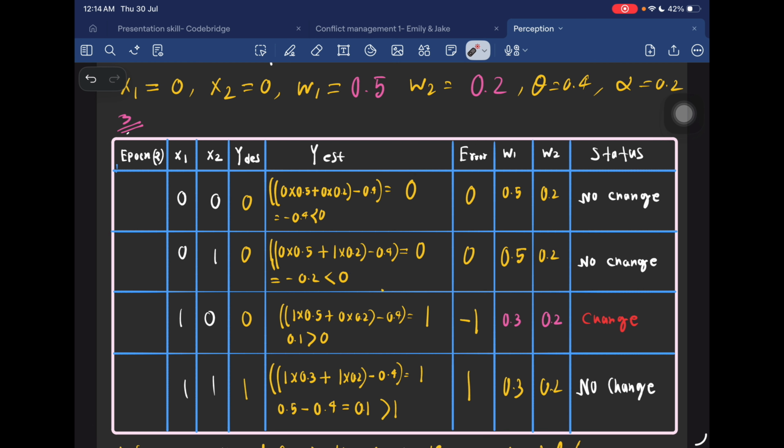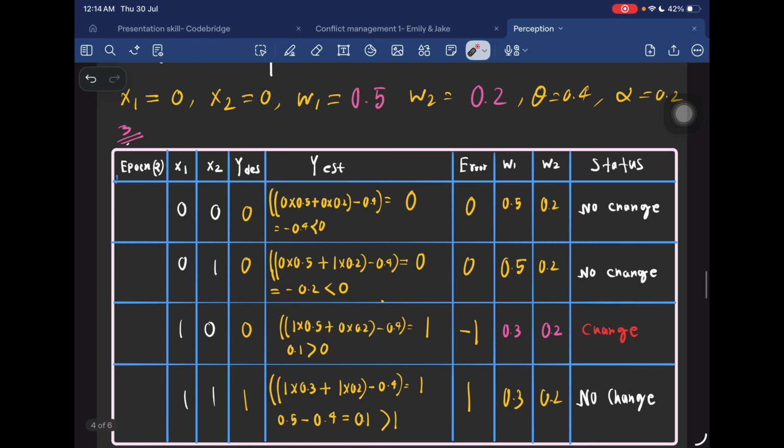Epoch 3 has come. In epoch 3, our new weights are W1 and W2. We apply the same steps: the first feature value 0 with weight 0.5, the second feature value 0 with weight 0.2, and minus the bias 0.4. This comes to minus 0.4, which is obviously less than 0, so we consider it as 0. The error is 0 minus 0, which is 0. Here we make no change to our weights, 0.5 and 0.2.